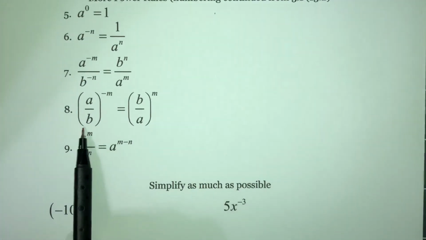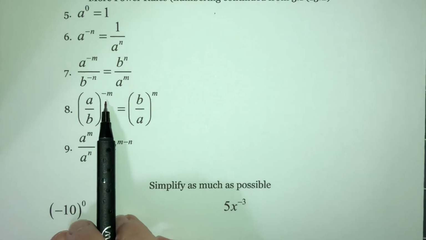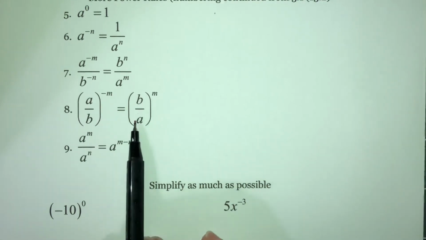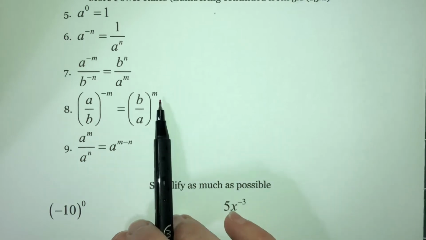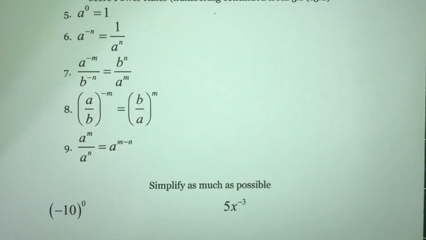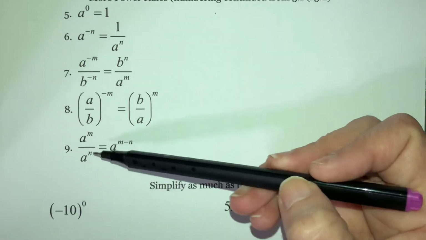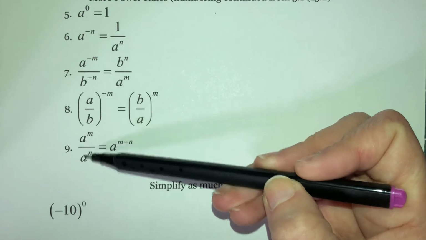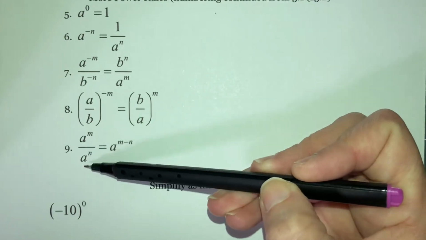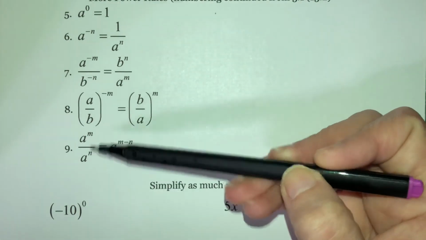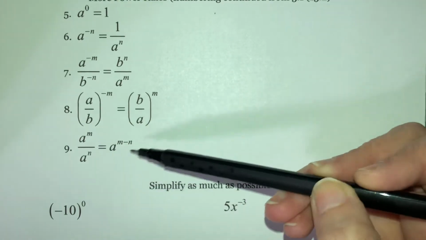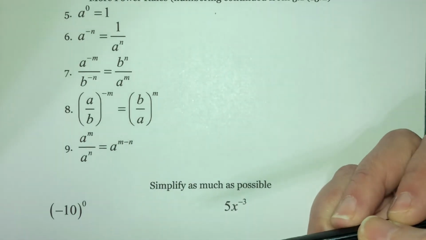If we have a fraction where the entire thing is raised to a negative exponent, we are allowed to take the reciprocal of what's inside and make it a positive exponent. Okay. Now for our final rule, we have a division here. And if you notice, this time we have the same base on the top and the bottom. We did not have this last time. When you have the same base on the top and the bottom, we can subtract those exponents.